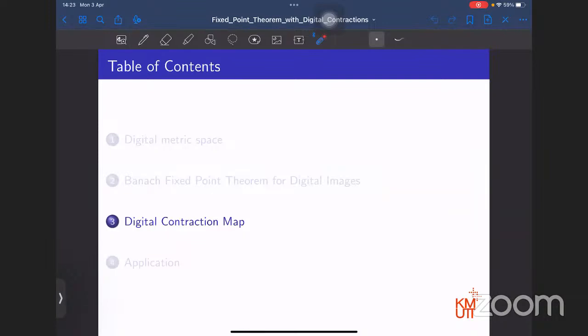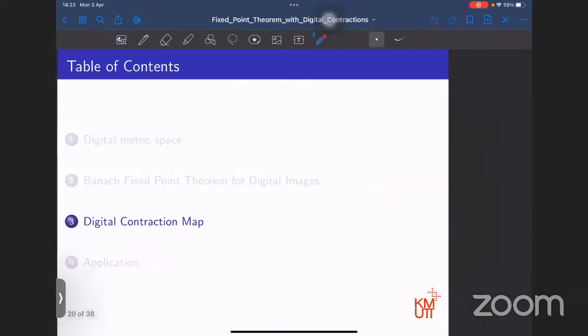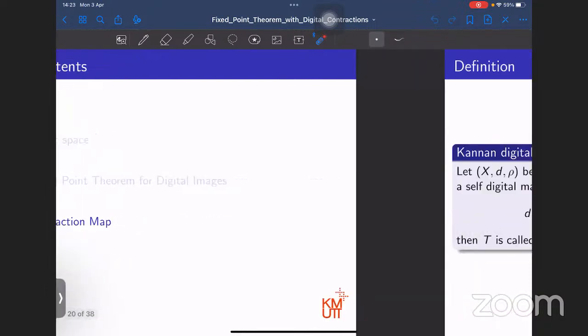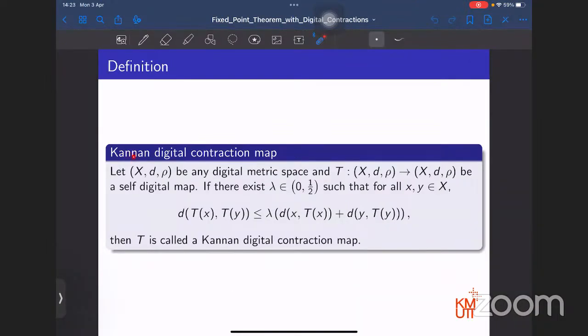Okay, next we will talk about another type of contraction map, like the Kannan digital contraction map. T is a Kannan digital contraction map if the distance between Tx and Ty is less than or equal to lambda multiplied by d(x,Tx) plus d(y,Ty), when lambda is in the interval 0 to 1/2. You have to say this: it is not lambda from 0 to 1.